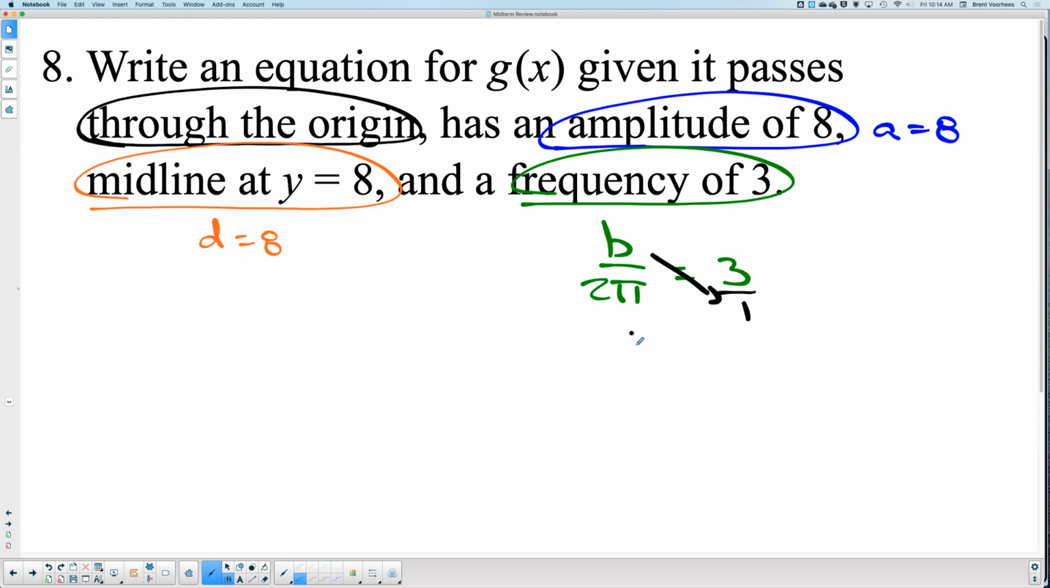B is equal to 6 pi. We're ready to write our equation? Okay, let's do a quick graph and check.